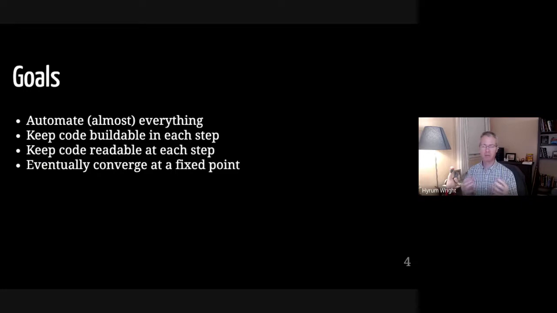We want to keep everything buildable in each step. We have to do this piecewise because we can't do big monolithic migrations. We need to be able to keep code readable in each step, so engineers need to be able to interact with the code. We eventually want to converge on some fixed point. We don't want to be running these forever.